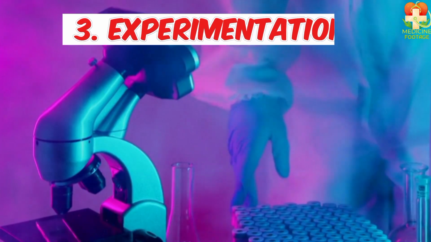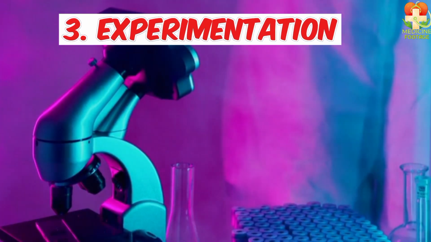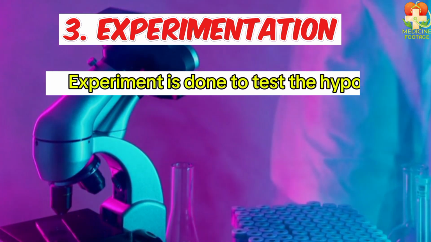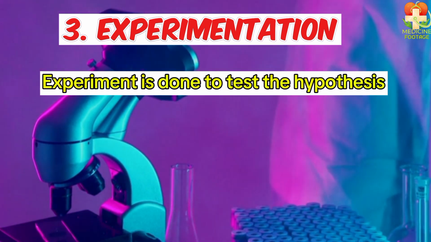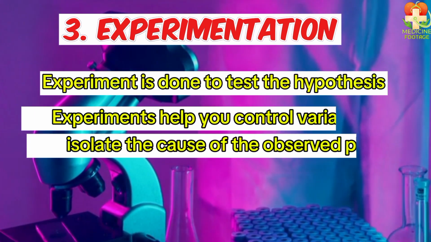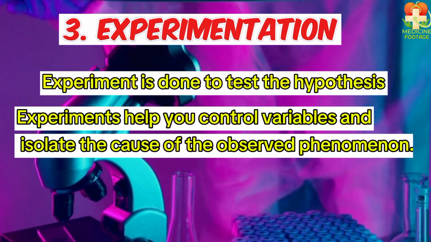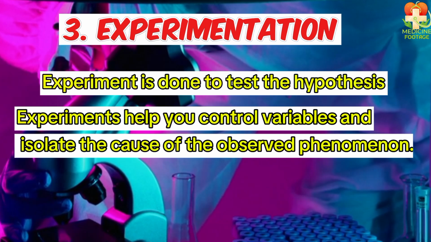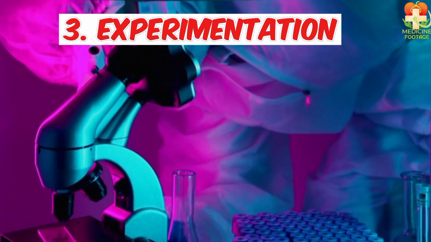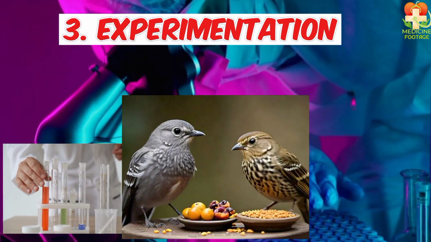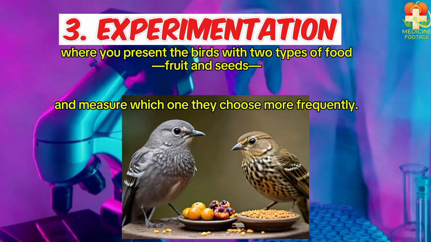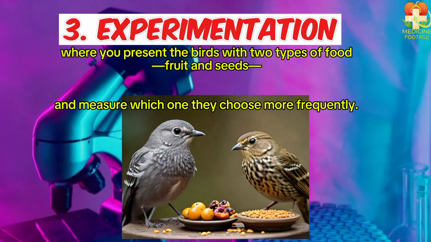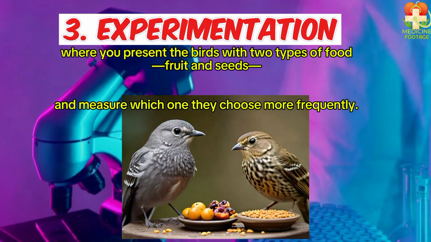3. Experimentation. Now that you have your hypothesis, it's time to design an experiment to test it. In biology, experiments help you control variables and isolate the cause of the observed phenomenon. For example, you could set up an experiment where you present the birds with 2 types of food, fruit and seeds, and measure which one they choose more frequently.